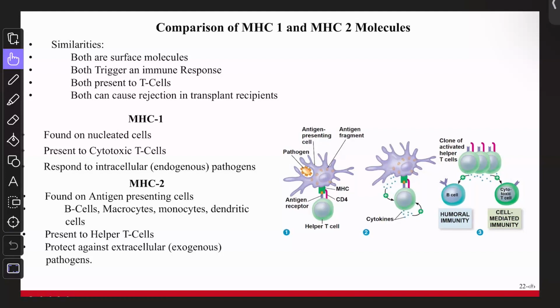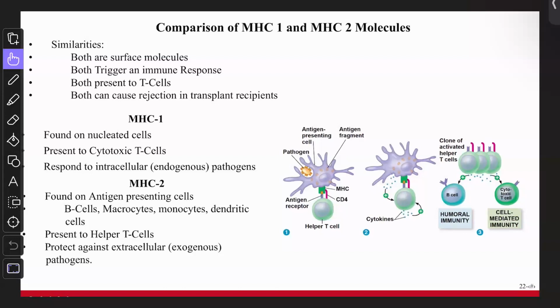So the cytotoxic T cells are the only ones that cannot respond to MHC2. MHC2 gets presented to a helper T cell, and the helper T cell can then activate a cytotoxic T cell. It's just an indirect pathway. Okay, so MHC1 is presented directly to the cytotoxic T cell. MHC2 will get there, it's just got to go the indirect route.